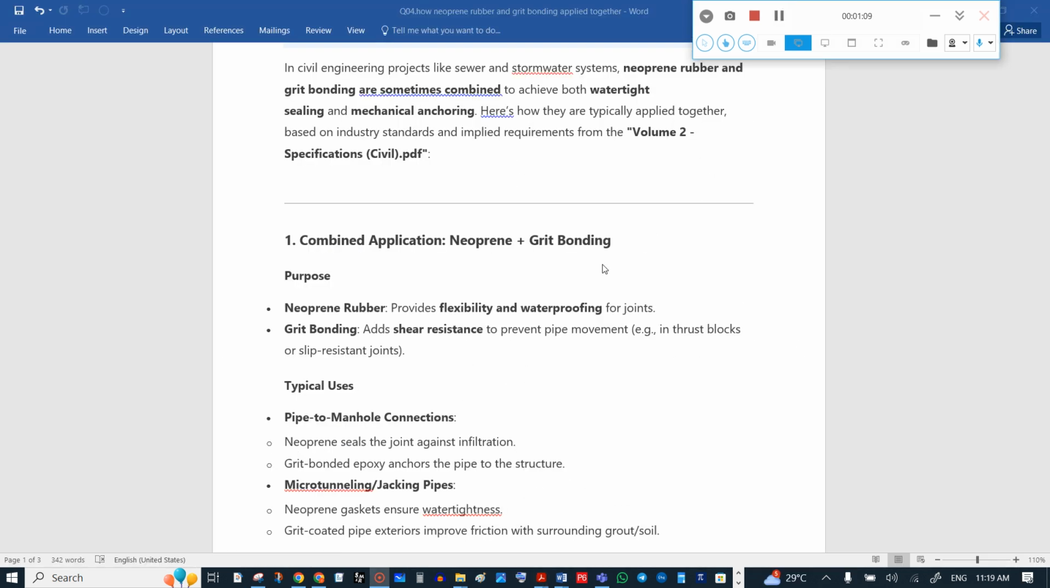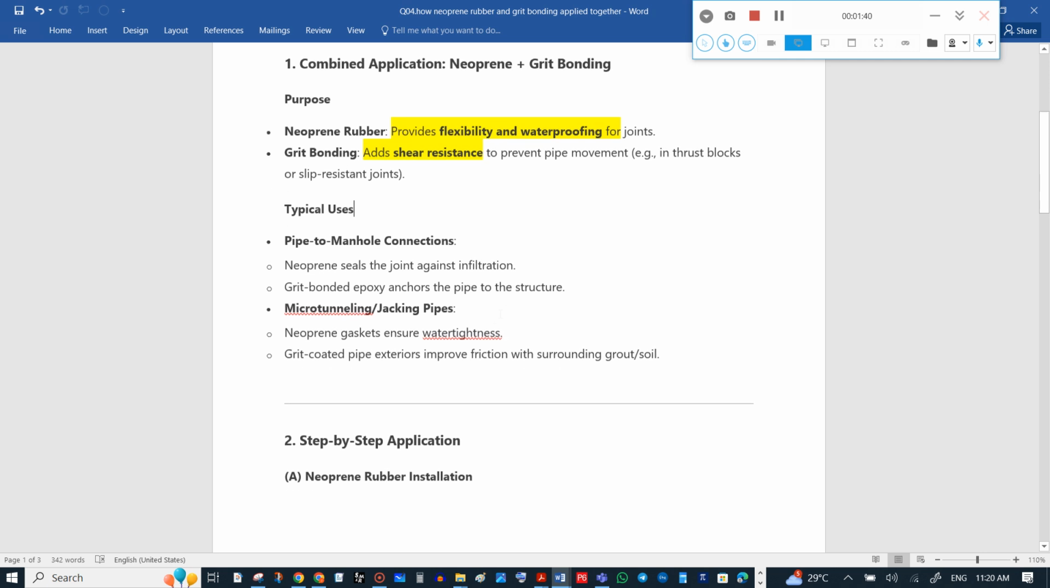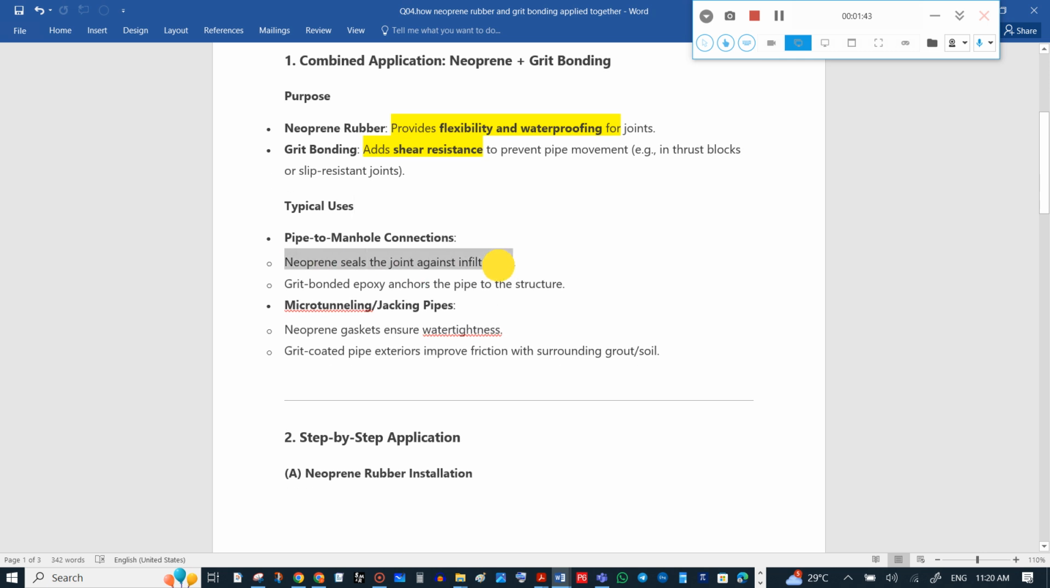So we can see in this one word file Q04 how neoprene rubber and resin bonding are supplied together. We can see there. So neoprene rubber provides flexibility and waterproofing for joints, and grid bonding gives shear resistance to prevent pipe movement. It seals the joints against infiltration, but the grid bonded epoxy anchors the pipe to the structure. So these are the two applications.